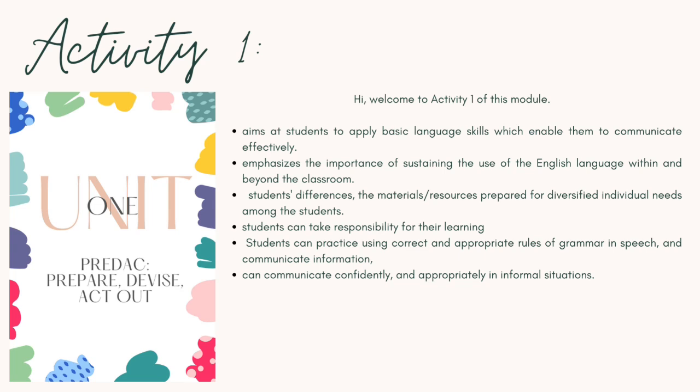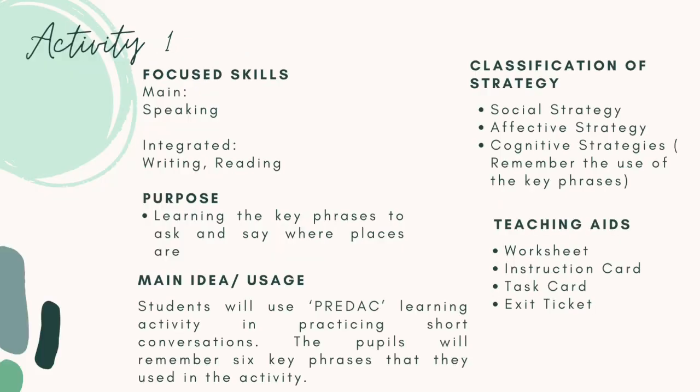Students also can practice using correct and appropriate rules of grammar in speech and communicate information confidently and appropriately in informal situations. The focus skill for this activity is speaking skills, but it also can be integrated with writing and reading skills. The purpose of this activity is for the students to learn the key phrases for asking and saying where places are. Now, for the main idea, students will use the PREDAC learning activity in practicing short conversations.